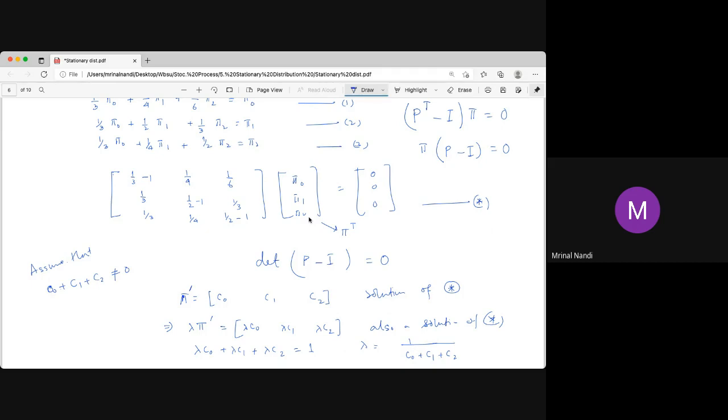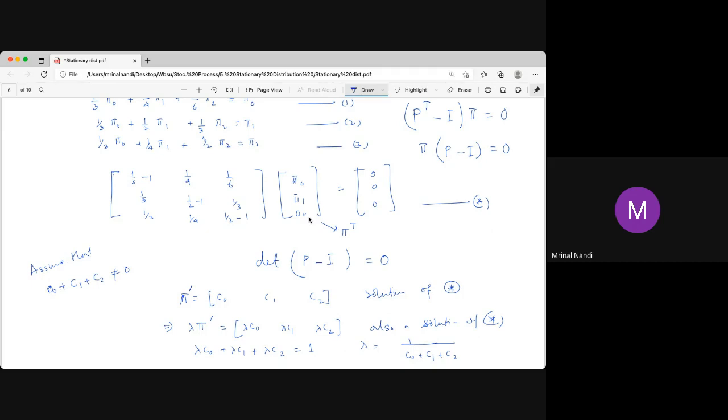So there is a question: for which value of p is the sum of the coordinates of the solution 0 or not? If C0 plus C1 plus C2 is non-zero, then for a suitable lambda we find a distribution. Now again there is a question whether this stationary distribution is unique or not.